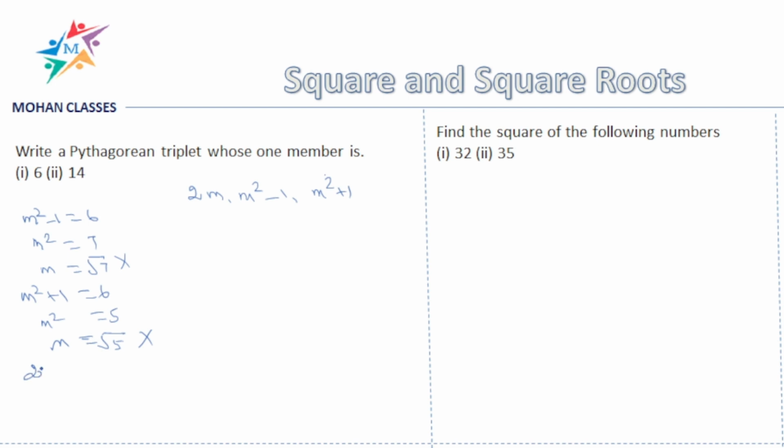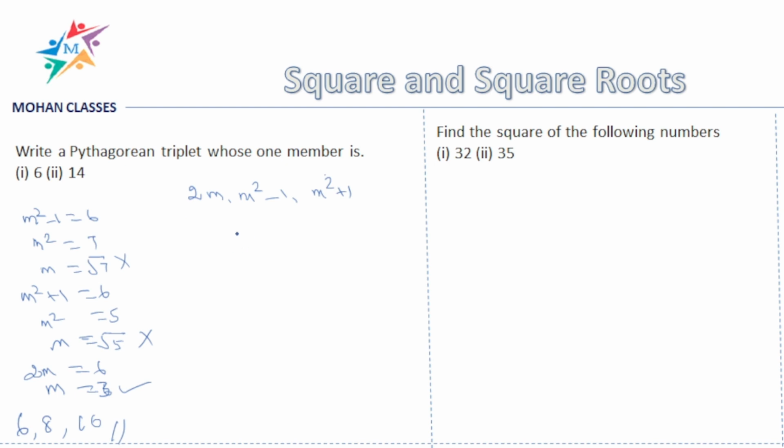Now, what about the last one? 2m is equal to 6. So m is equal to 3. That is the pattern. 2m is equal to 6, then 9 minus 1, 8, 9 plus 1, 10. This is the Pythagorean triplet.